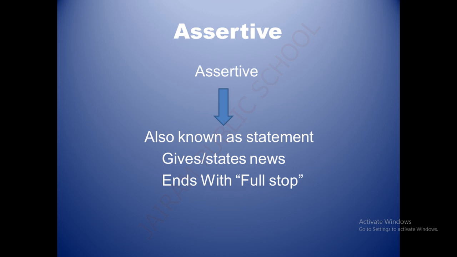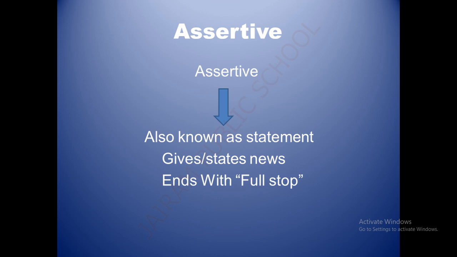Next, the assertive sentence. I'll explain what assertive is. Assertive is also known as statement or declarative. Why is it named as statement and declarative? It declares something to the reader. It states something to the reader. These types of sentences convey the news to the readers, and they end with a full stop. Simple.